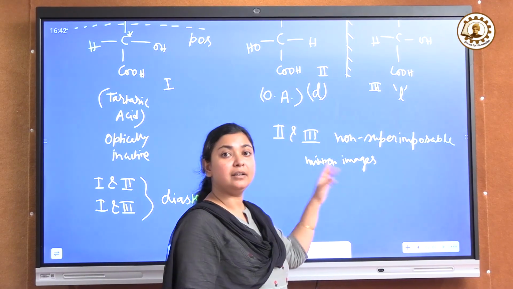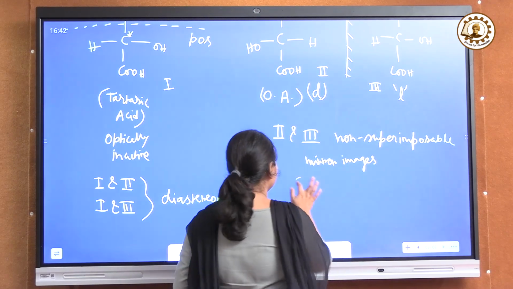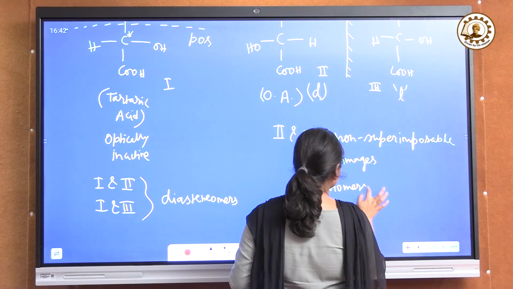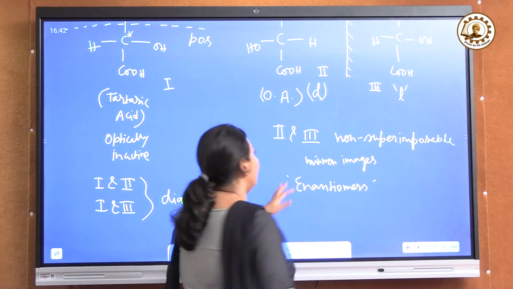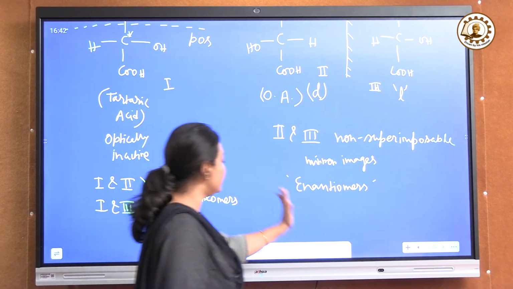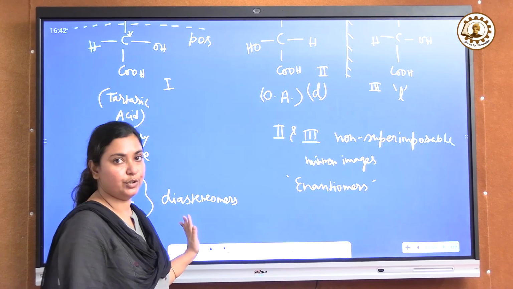While 2 and 3 are non-superimposable mirror images of each other, these 2 and 3 are enantiomers of each other. So this is the basic difference between enantiomers and diastereomers.